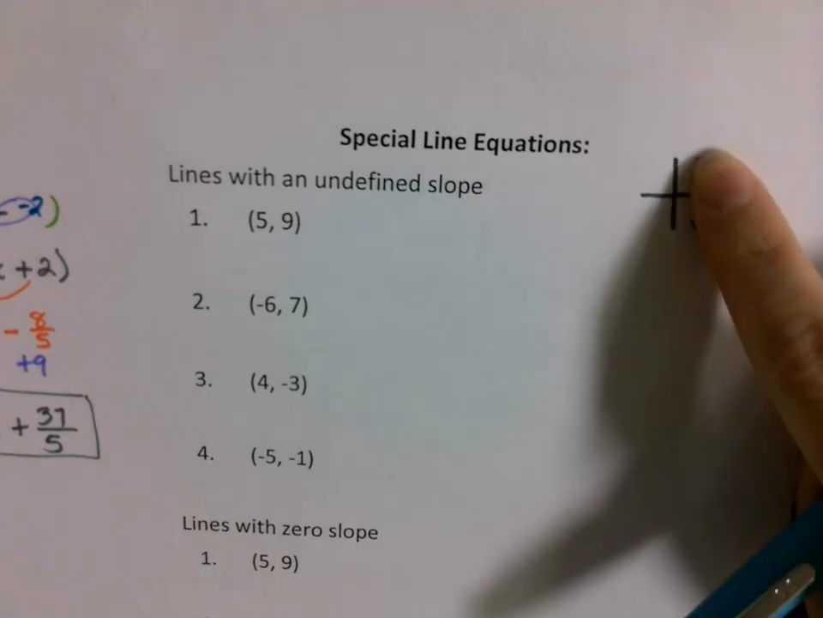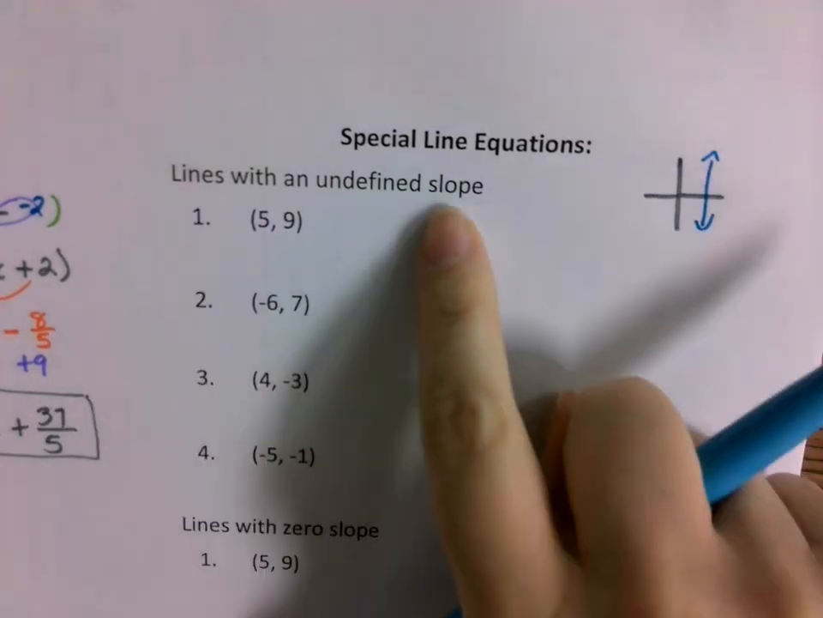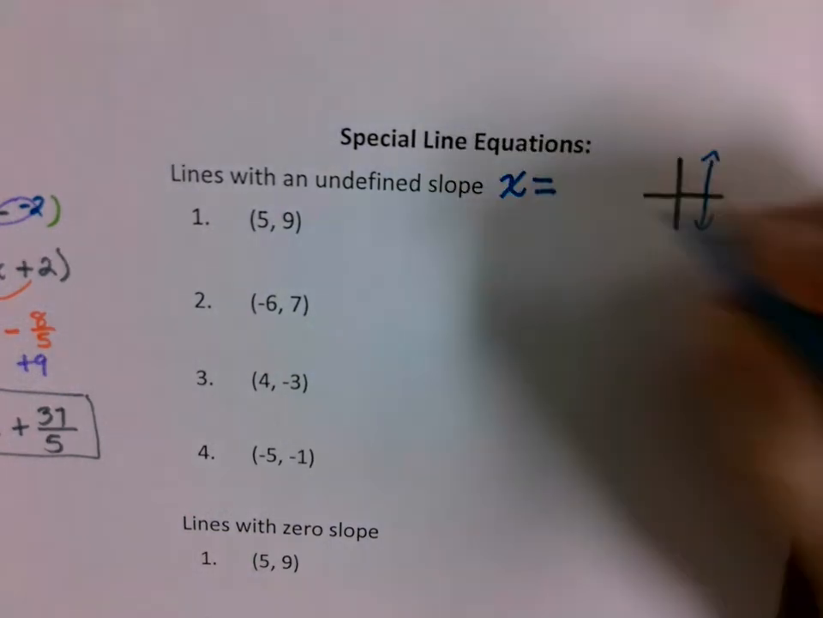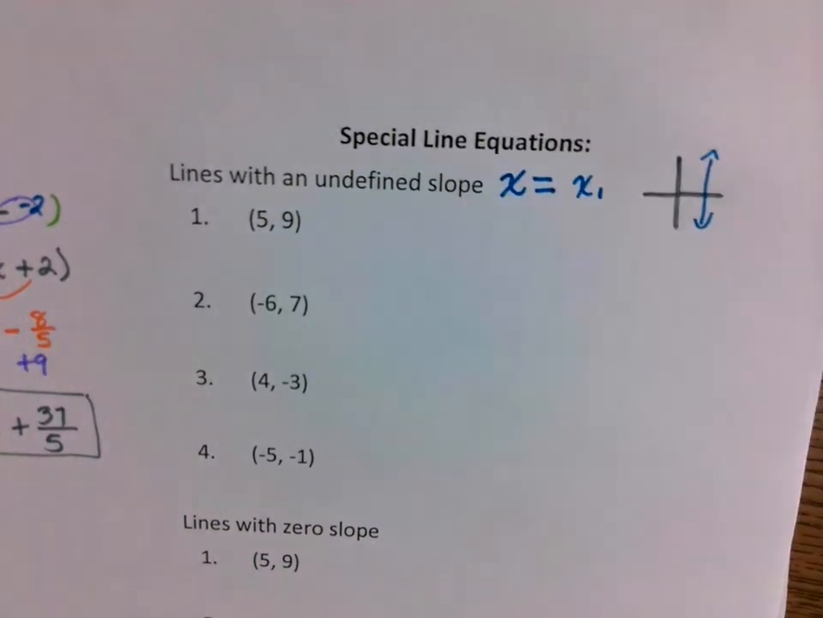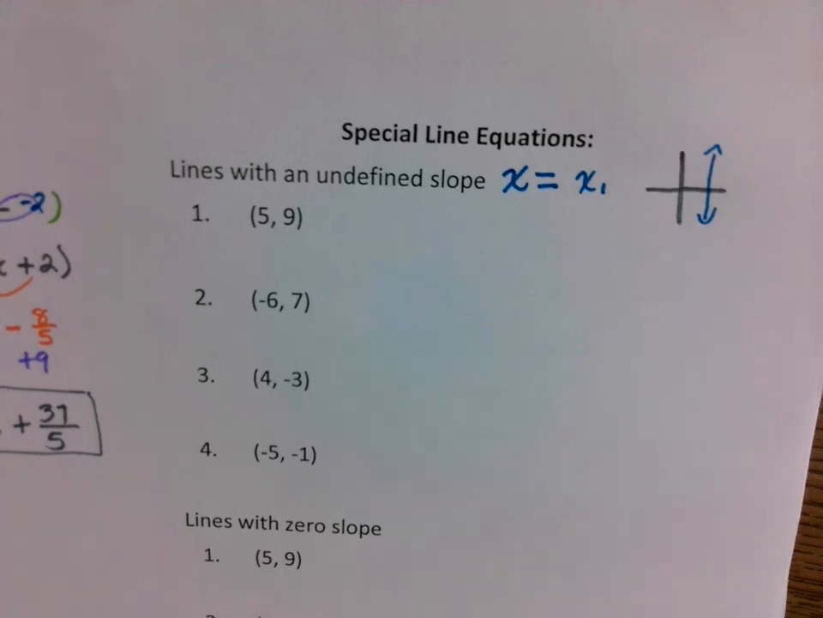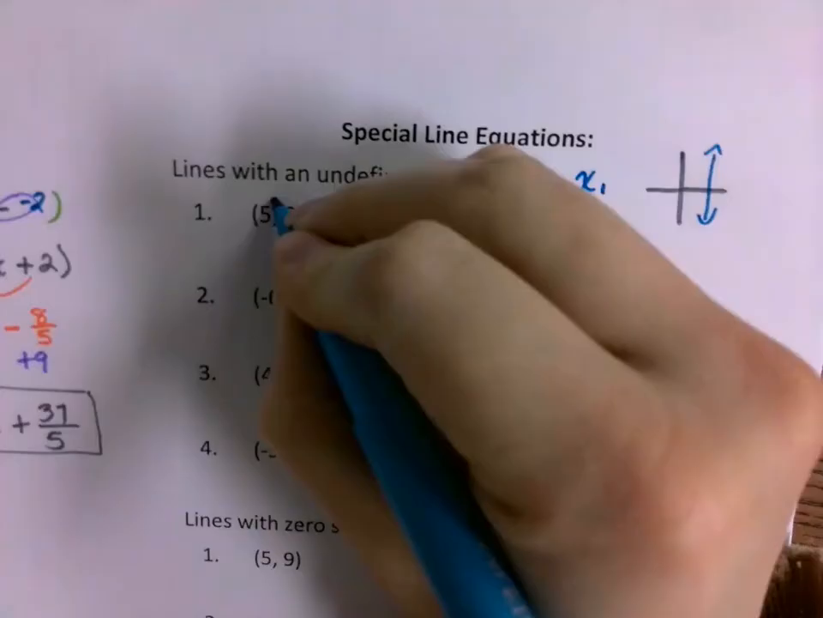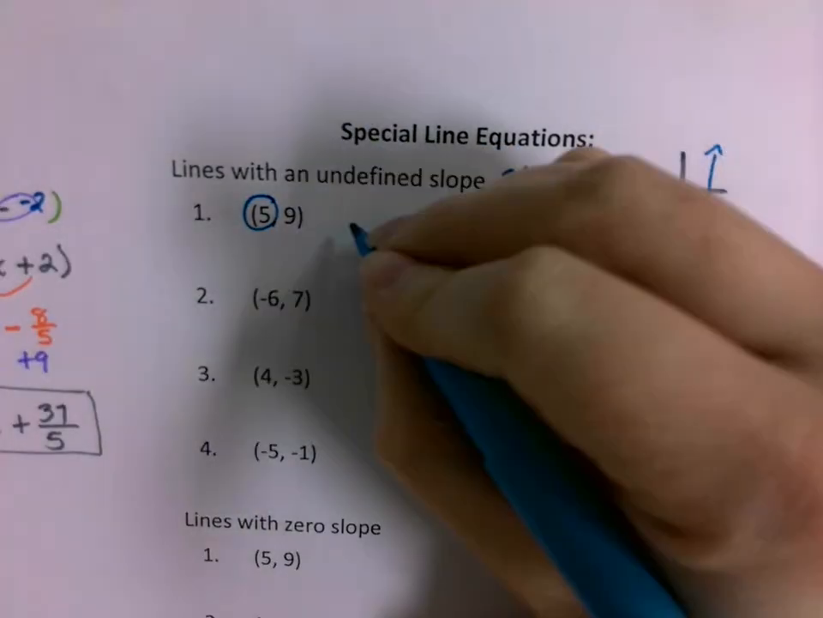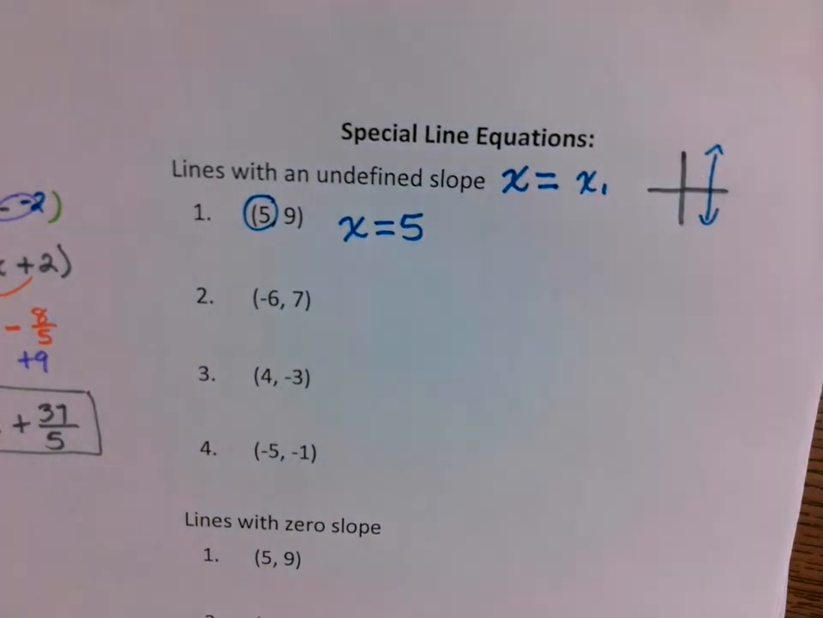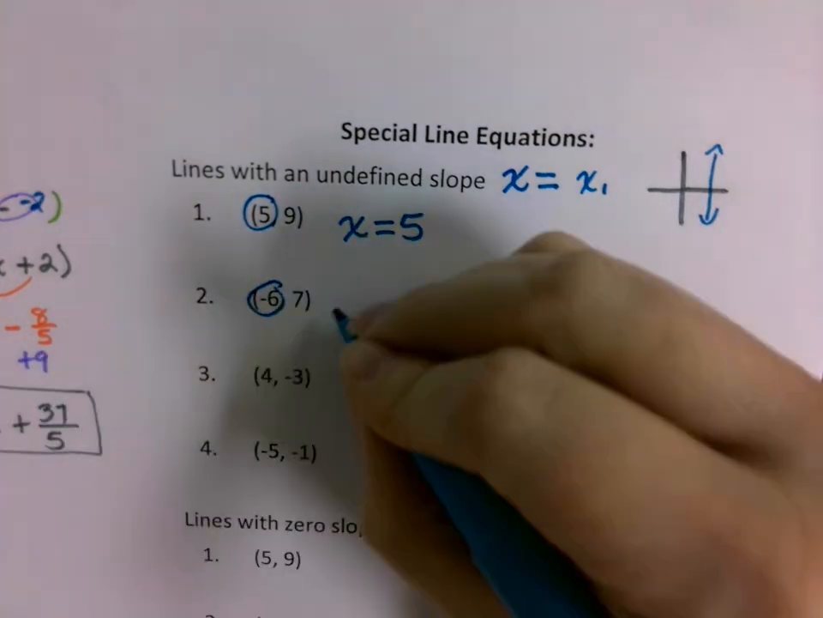So anytime that you have lines that are undefined slopes, your equation is always going to be x equals whatever your x coordinate is. So for example, 1, our x coordinate is a 5, so our equation is going to be x is equal to 5. For number 2, our x coordinate is negative 6, so our equation is going to be x is equal to negative 6.